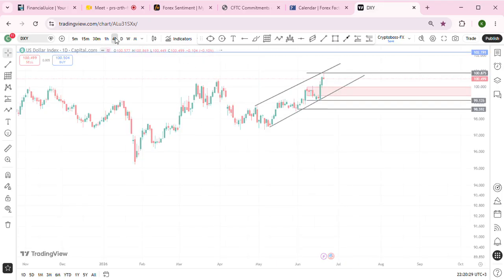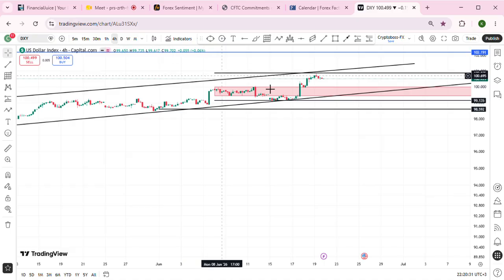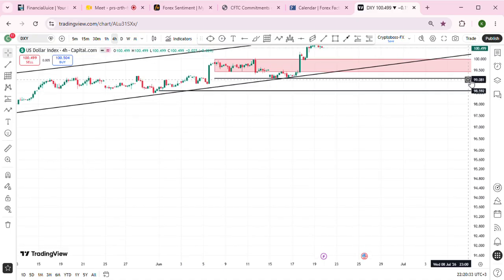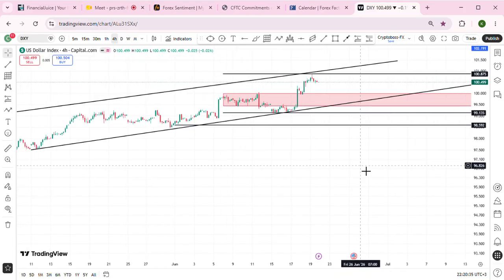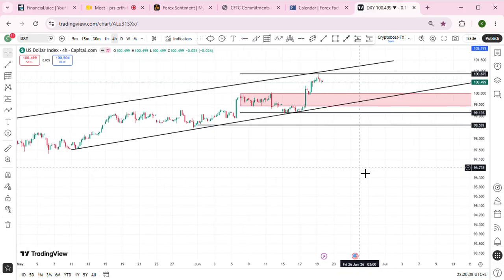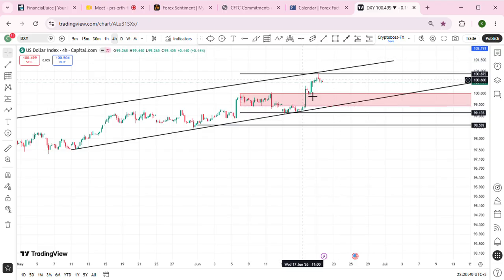So we drop to 4 hours. Now coming to 4 hours, there's nothing much or very important. On 4 hours, what I can see is that the market is trying to form an inverted head and shoulders with a double bottom.